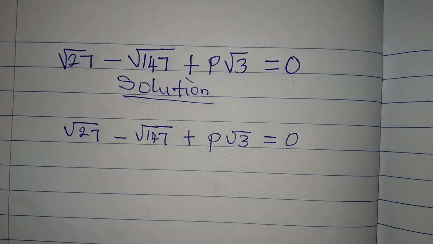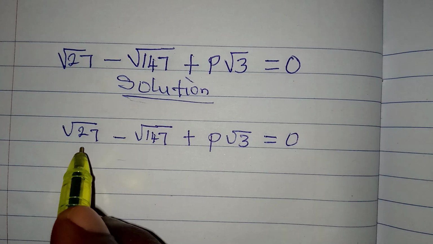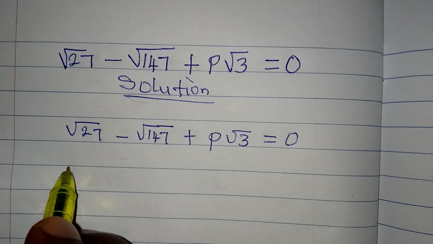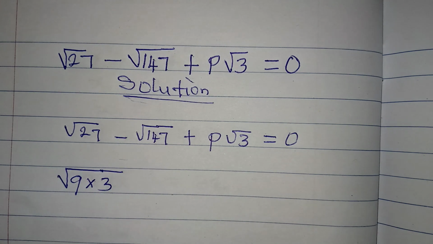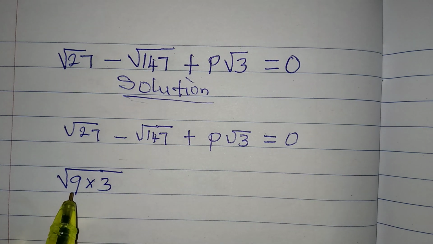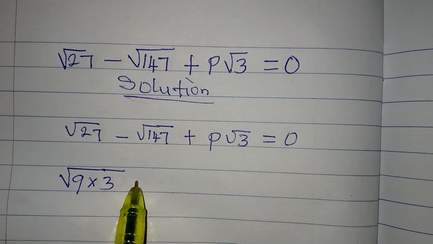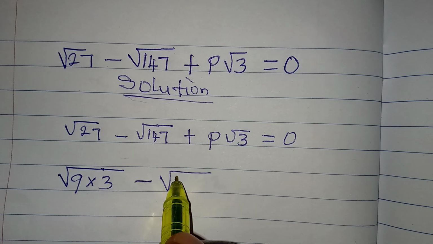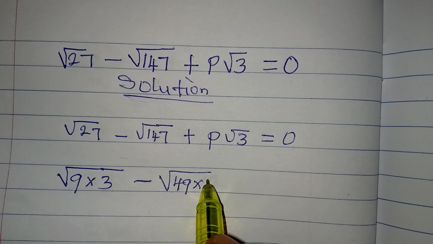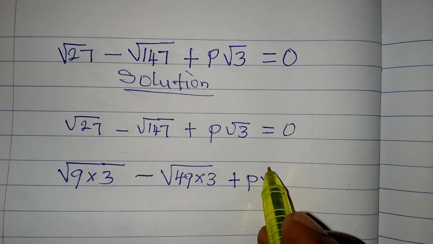Now this is what we are going to do. Let's simplify all of these terms, right? Square root of 27 there is the same thing as 9 times 3 in the square root sign. What I'm doing is to pick out the highest factor of all of these that is a perfect square. Then minus, here I have 147, and that will be 49 times 3. Okay, and then I have plus p root 3.